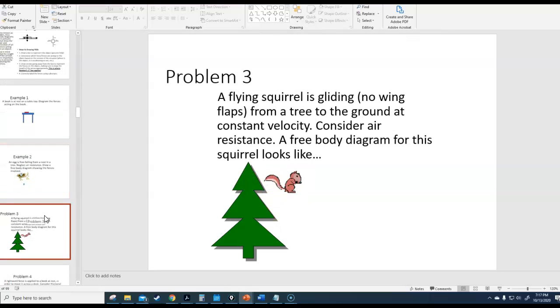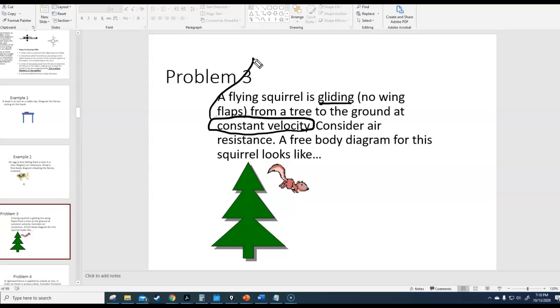Alright, example 3. We have a flying squirrel, and it says a flying squirrel is gliding. I would show you a picture if I could, or a video if we were in class. But it's gliding from a tree to the ground at constant velocity. And this is a really important context clue right here, constant velocity. Think about Newton's first law. An object at rest remains at rest, or an object in motion remains in motion at constant velocity unless acted upon by a net force.